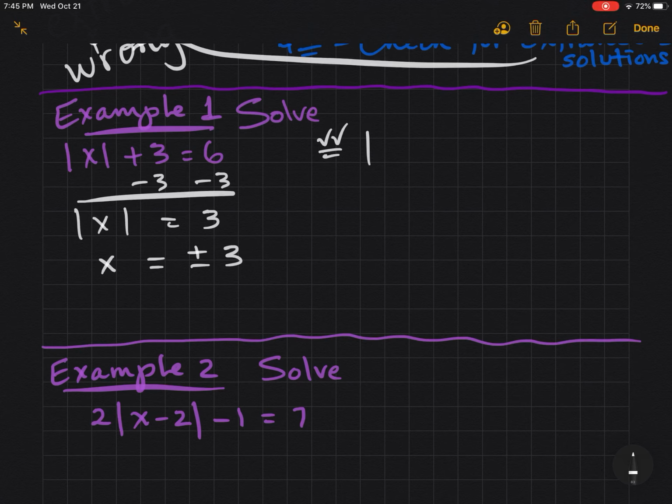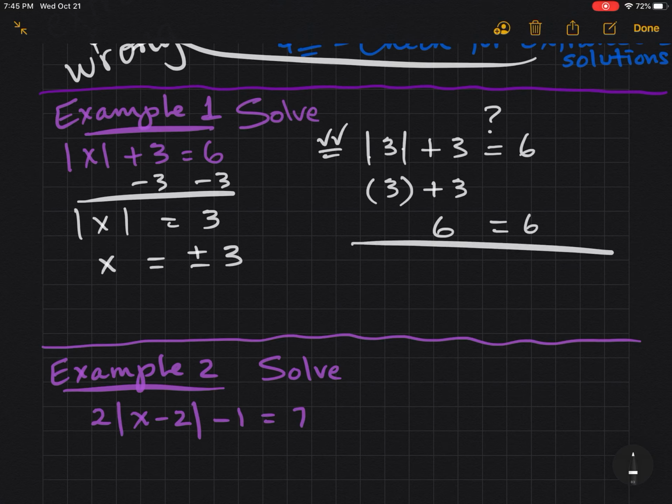So if I take my original equation and plug in the answers, I have to check and see if I get a true statement. The absolute value means the distance from 0. So all you really have to do is make the number positive. So that's 6, and that does equal 6. So positive 3 works. Now I'm going to double check to see if negative 3 works.